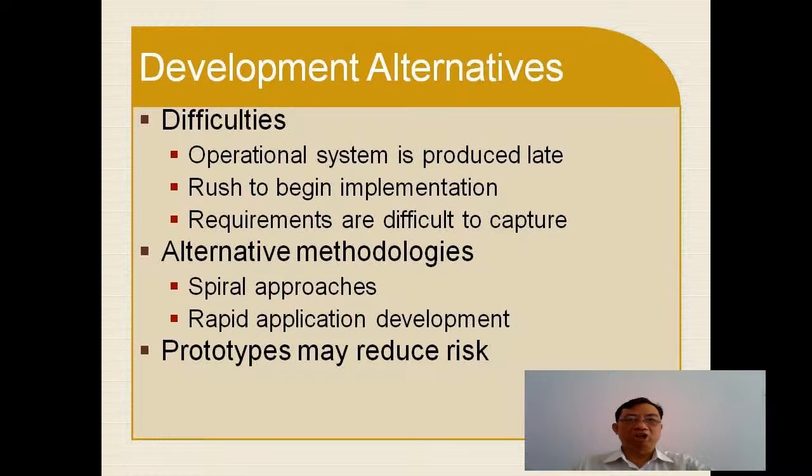Remember, we have many methodologies. The first one is spiral. The life cycle phases are performed for a subset of a system, progressively producing a larger system until the complete system emerges. For rapid application development, delay producing design documents until requirements are clear. Scaled-down versions of a system, known as prototypes, are used to clarify requirements.